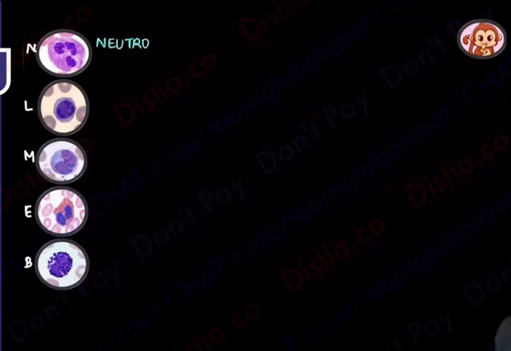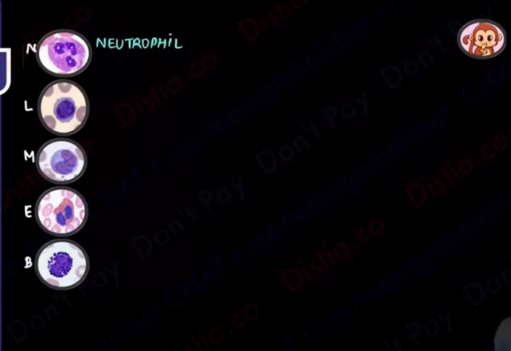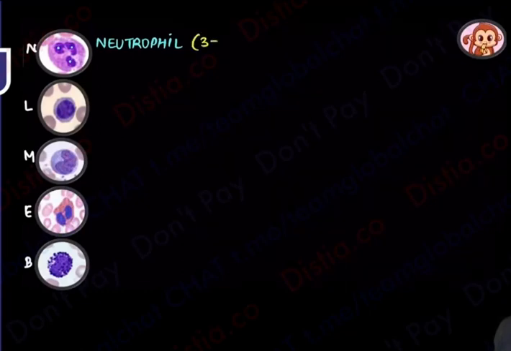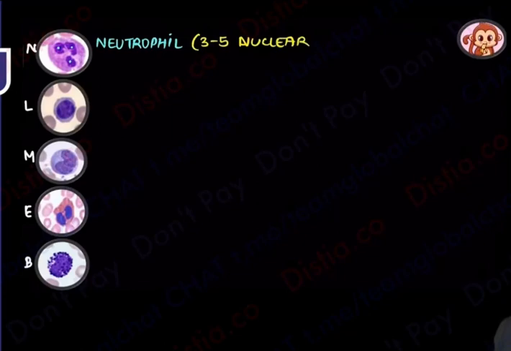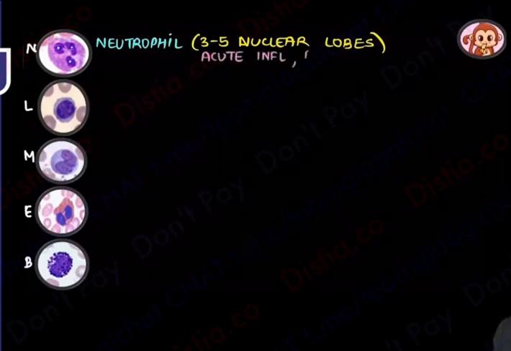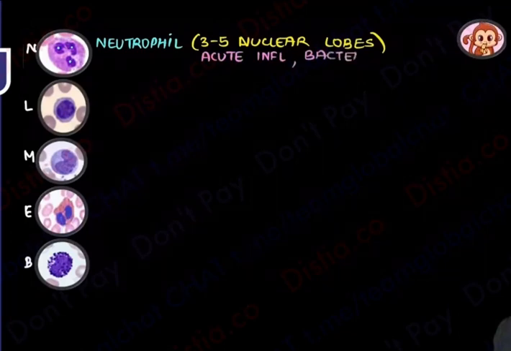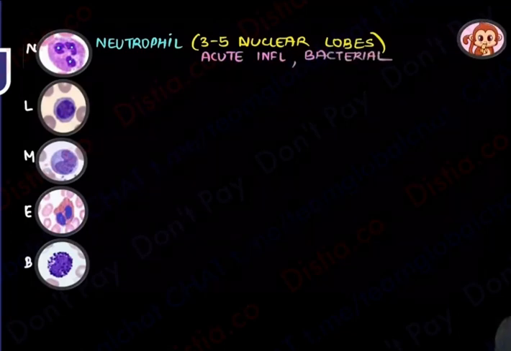First and foremost, you have a neutrophil. The methodology of identifying a neutrophil is that you focus on the nuclear lobes, like you see 1, 2, 3 nuclear lobes over here. A neutrophil will show you 3 to 5 nuclear lobes. Where does a neutrophil increase? Go back to your second chapter, inflammation. Neutrophils increase in all kinds of acute inflammations and bacterial infections.